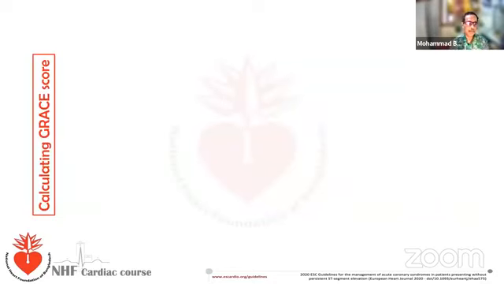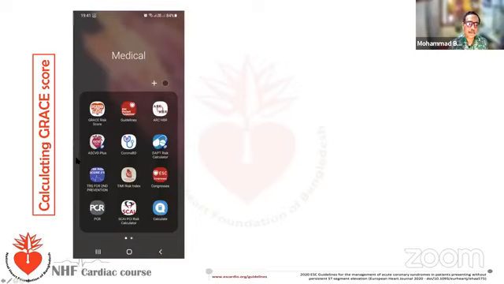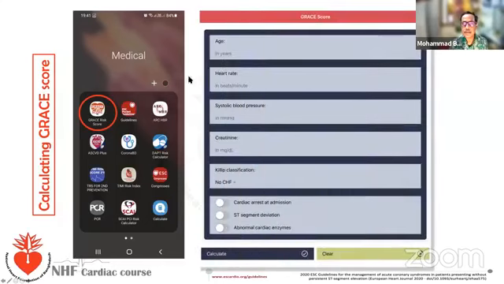So how do we calculate the GRACE risk score? All smartphones can contain the GRACE risk score app. Just click on it and a page will open with the variables, as Dr. Smita has mentioned. Just put in the variables and click calculate, and the risk score will come. It's so simple. You can do it with your smartphone. And this risk score is very important for planning strategy, especially planning invasive strategy in patients with non-STE-ACS.